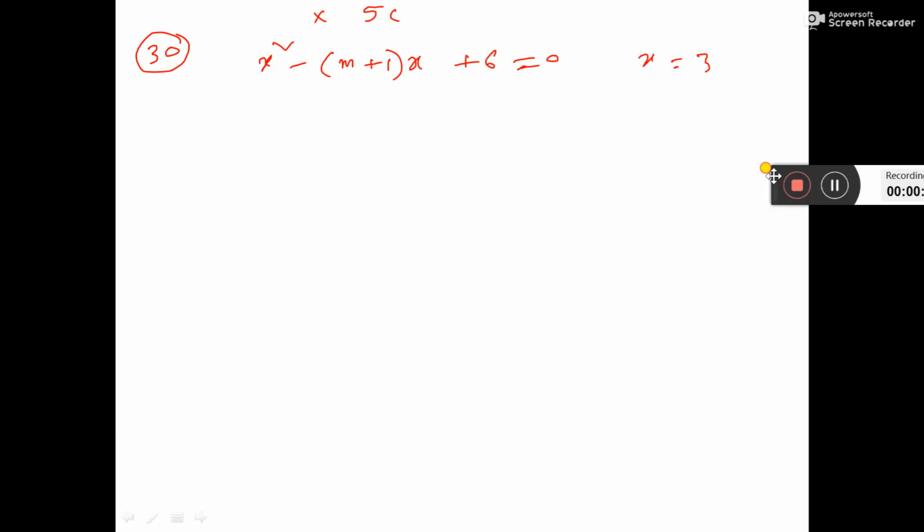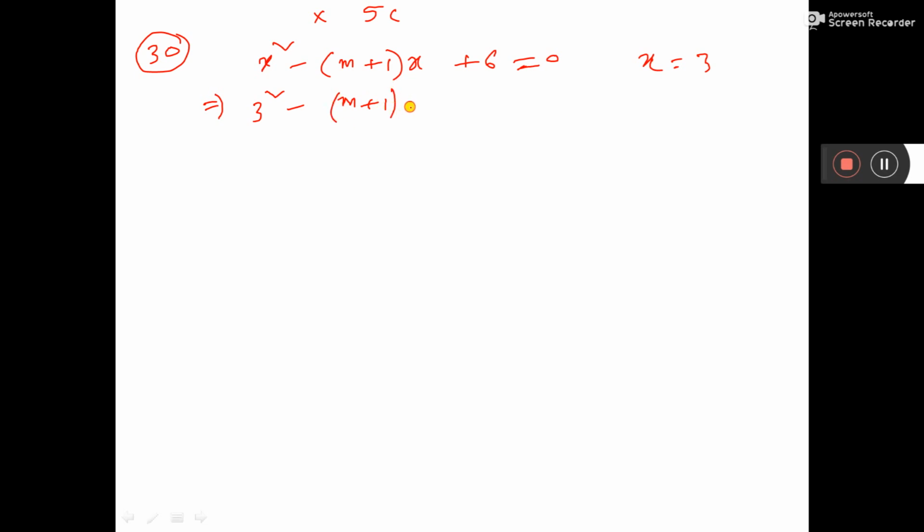So see here. Since x equal to 3 is one root, in the question it is given that x equal to 3 is one root. So you put the value: 3 square minus (m plus 1) into 3 plus 6 equal to 0. So 3 threes are 9, minus 3m minus 3 plus 6 equal to 0.